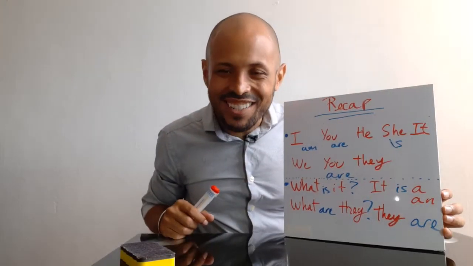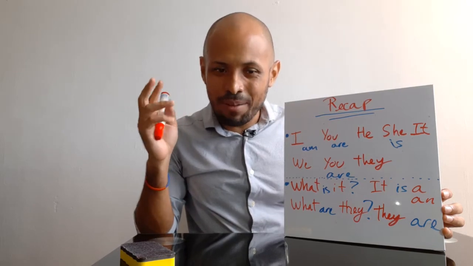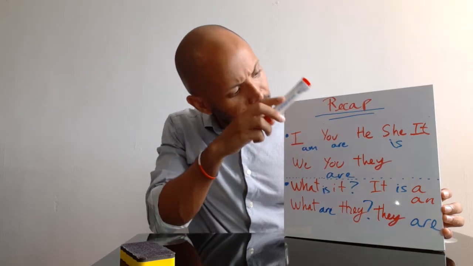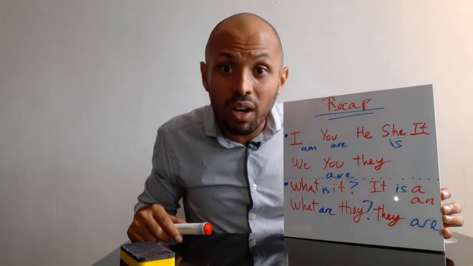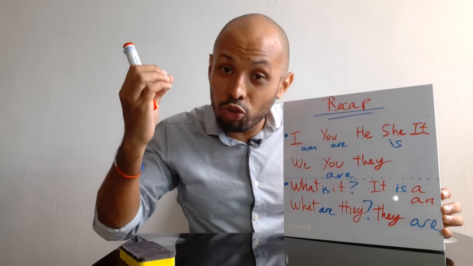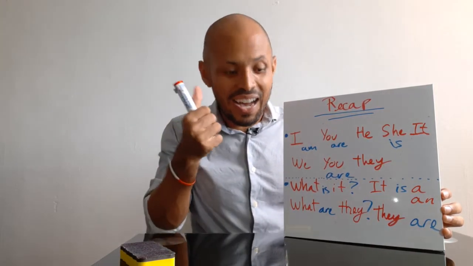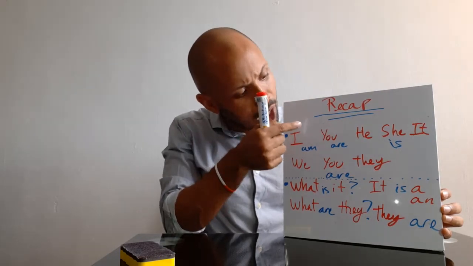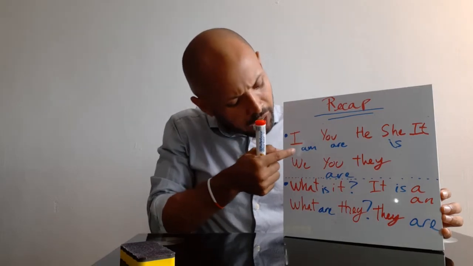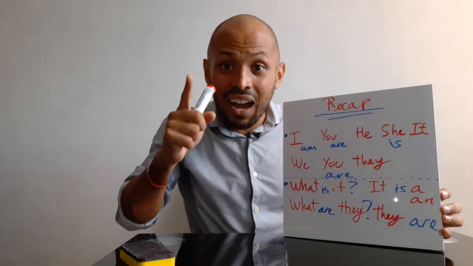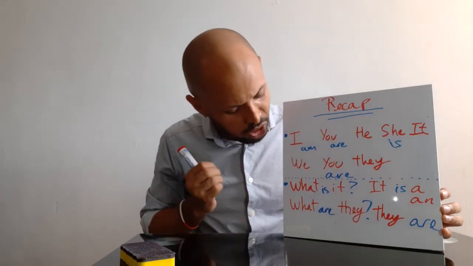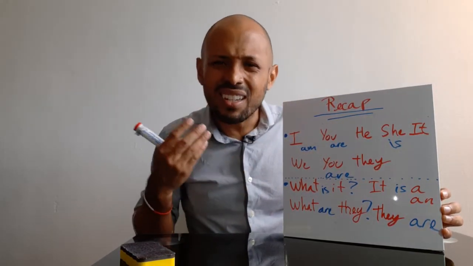So remember, guys, as the little recap of what we talked about today, we have I, you, he, she, it, we, you, and they. Okay, and the verb to be, I'm going to use, don't forget this, I am, you are, he, she, it is, we are, you are, they are, guys. Don't forget that.